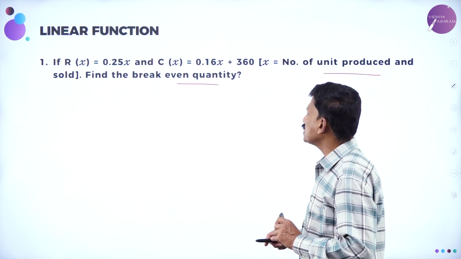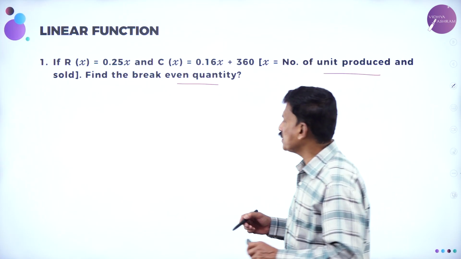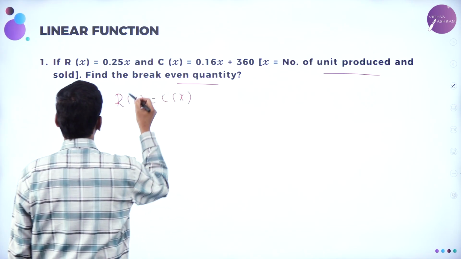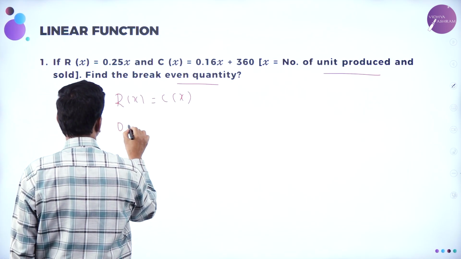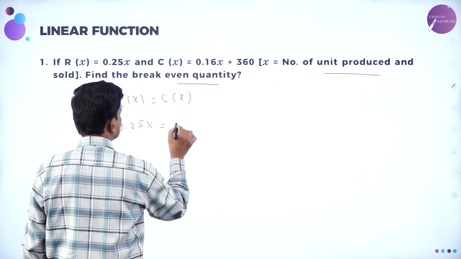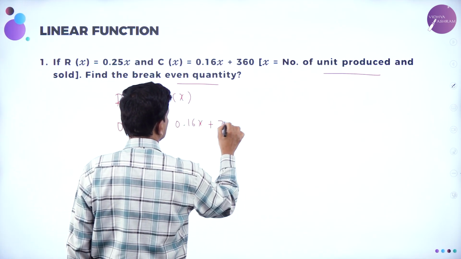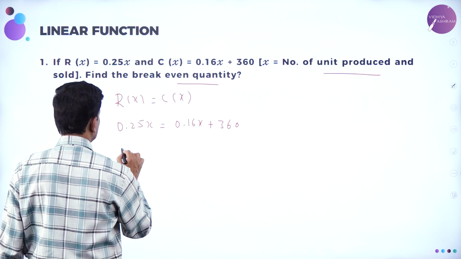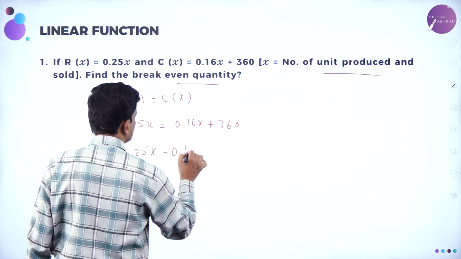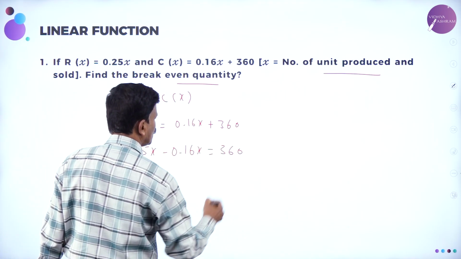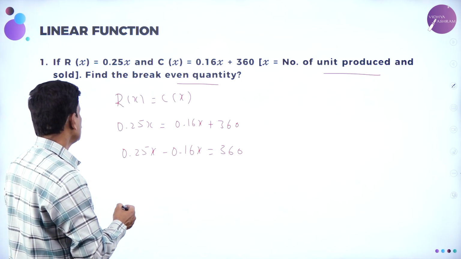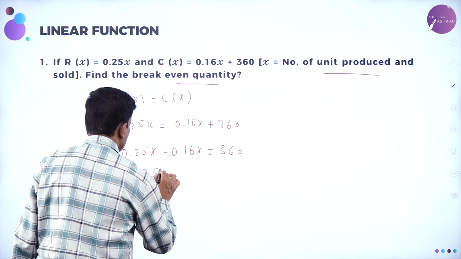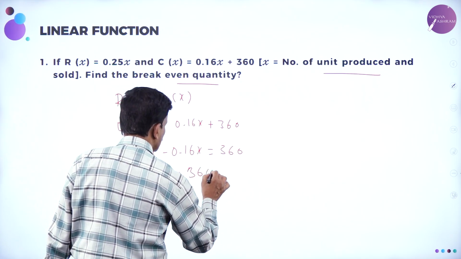Now just equate R of X and C of X, the revenue function and the cost function. Equating these two, R of X is equal to C of X. R of X is 0.25x, equal to 0.16x plus 360. Now transfer 0.16x to the left hand side. 0.25x minus 0.16x is equal to 360. Simplify this.